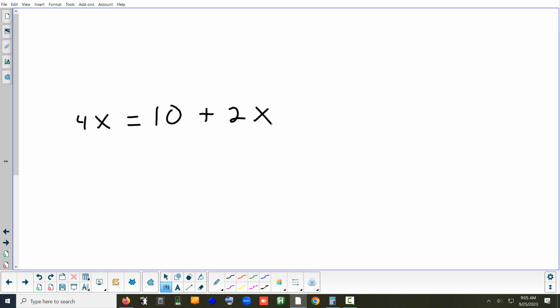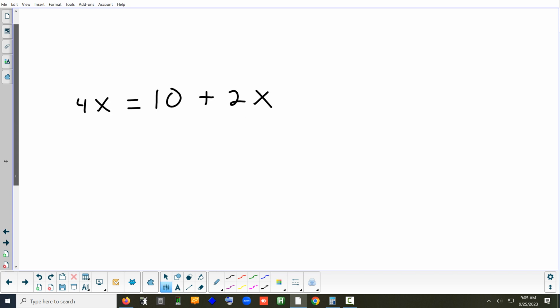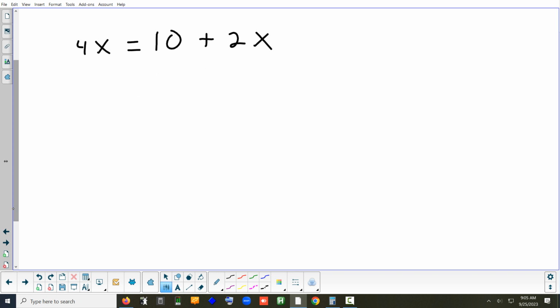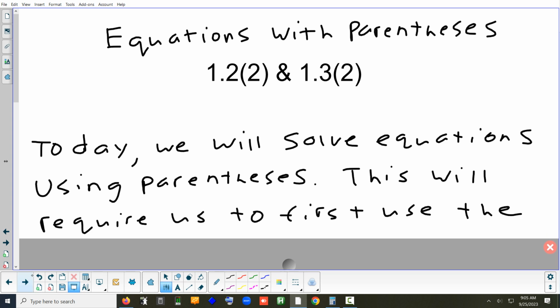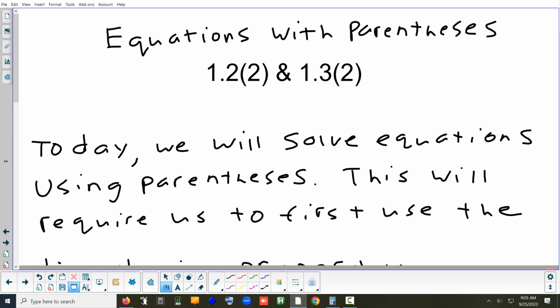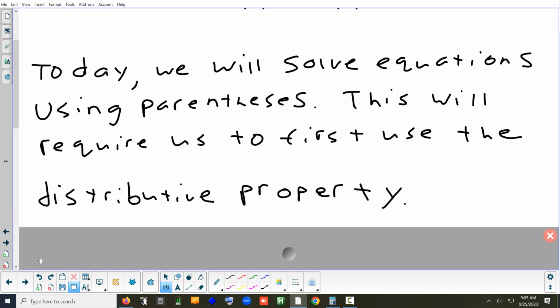You might have to add or subtract and then divide. So we learned that there's a certain order that we follow whenever we solve equations with multiple steps, and we're going to try to review that right now. Okay, so solving equations with parentheses. And that's going to require us to use the distributive property. So that's why we practiced it in the warm-up.